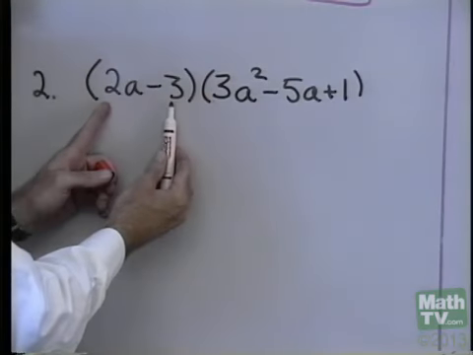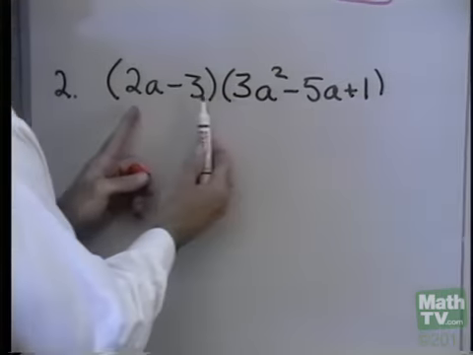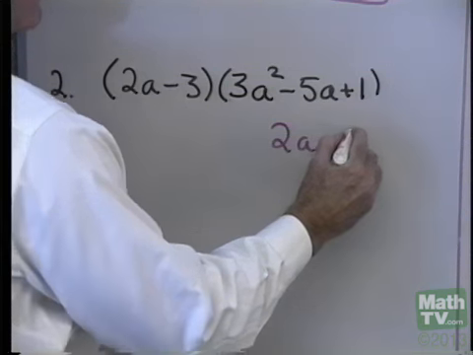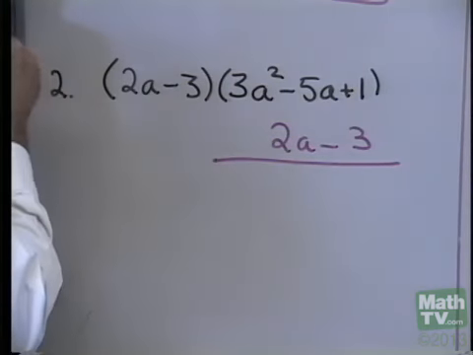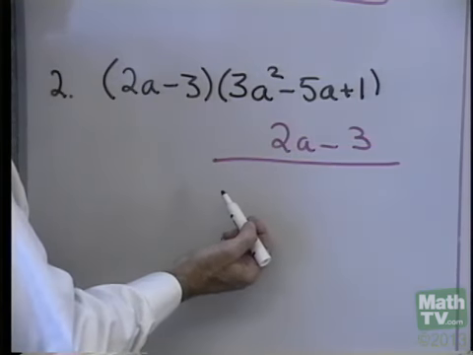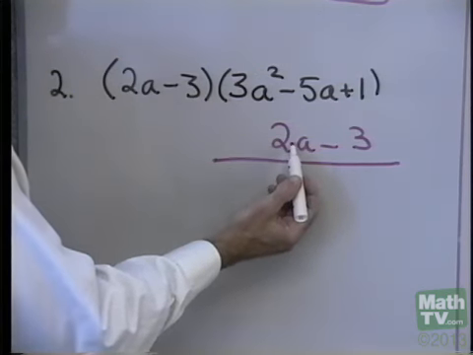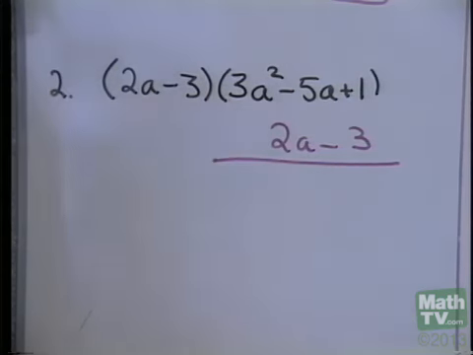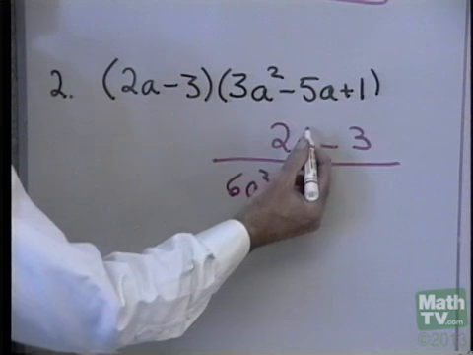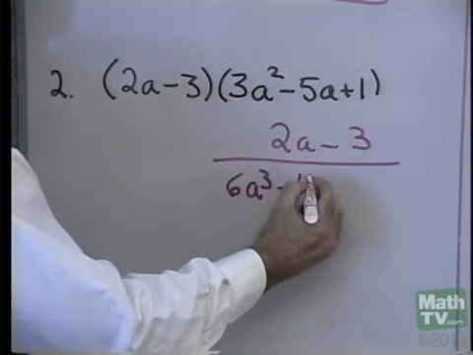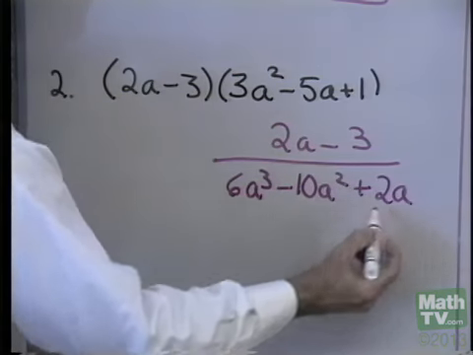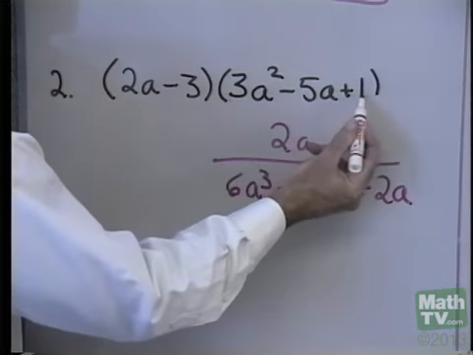What we want to do when we multiply this binomial times this trinomial is multiply each term here times each term here. We can do that in a sort of organized fashion by writing the 2a minus 3 underneath and then using something that looks similar to long multiplication. Let's try 2a times 3a squared. When I do that, I'll end up with 6a cubed. Now 2a times negative 5, negative 10a squared. 2a times 1 will be 2a. That takes care of this term 2a times each of those three terms.